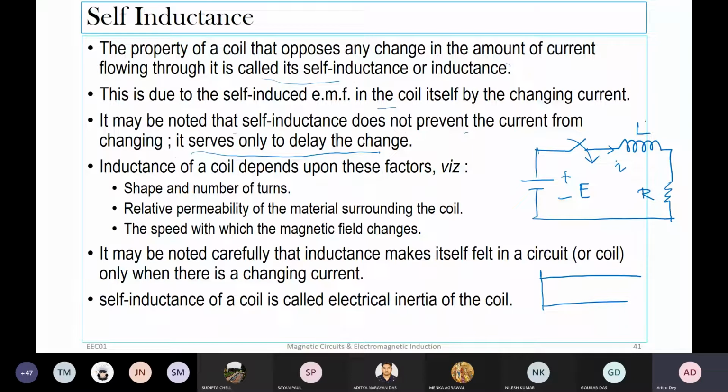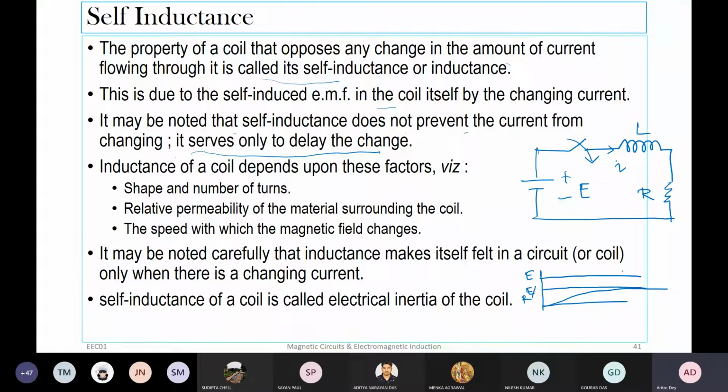But due to the presence of this inductance, if it is a highly inductive circuit, then if this is your E, then E by R is the value of your current through it. To reach this E by R, it will take some time. So gradually, slowly, it will go and reach E by R.